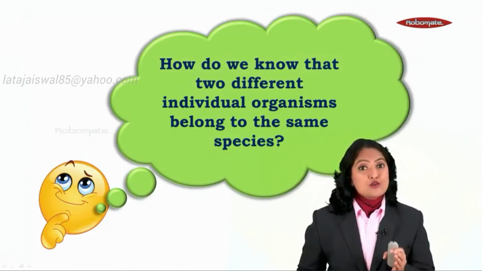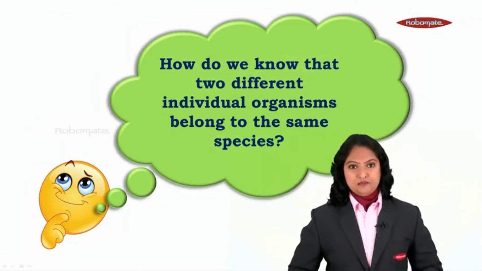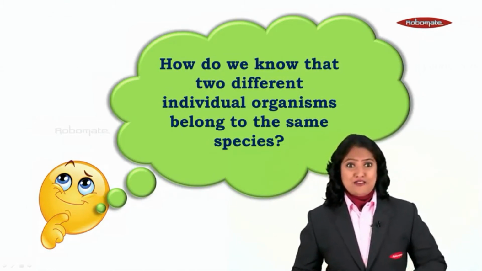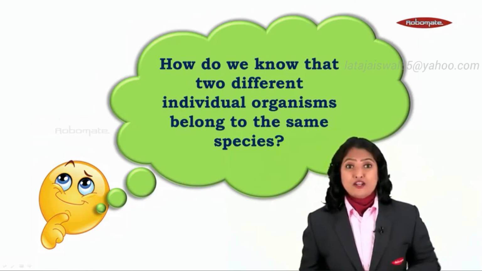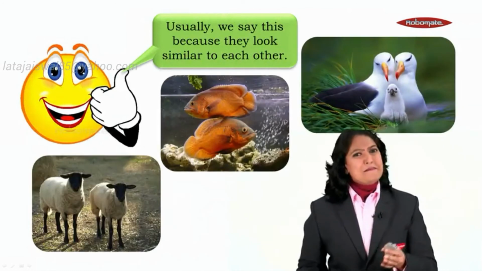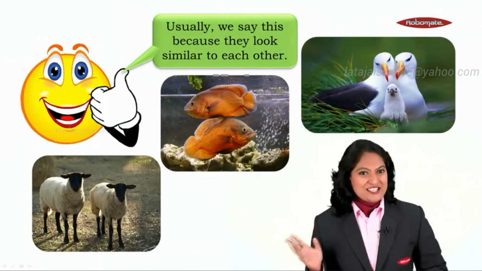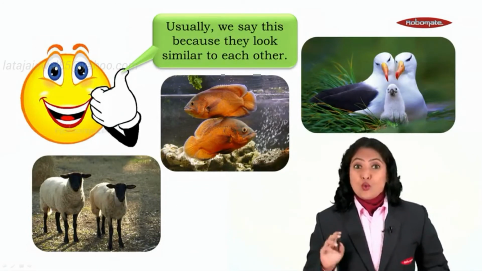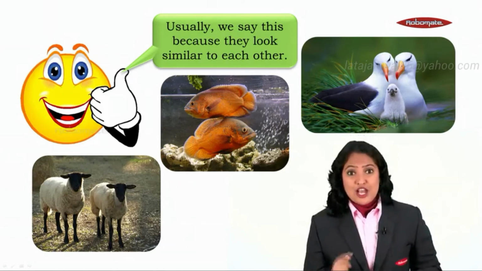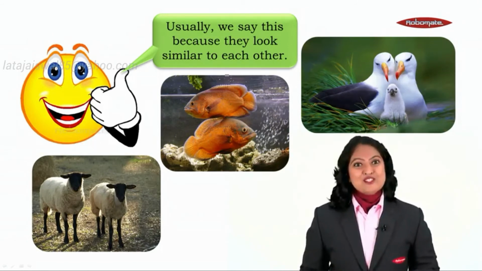Students, how do we know that two different individual organisms belong to the same species? When we look around ourselves, there is a great deal of biodiversity. Then with so much biodiversity, how can we say two individuals are similar to each other? Simple answer, because they look like each other. Observe in the diagram adjacent to me, there are two sheep. They look very much like each other. So that's the reason we say they belong to the same species. The two fish, they look very much like each other, so we can say they belong to the same species.